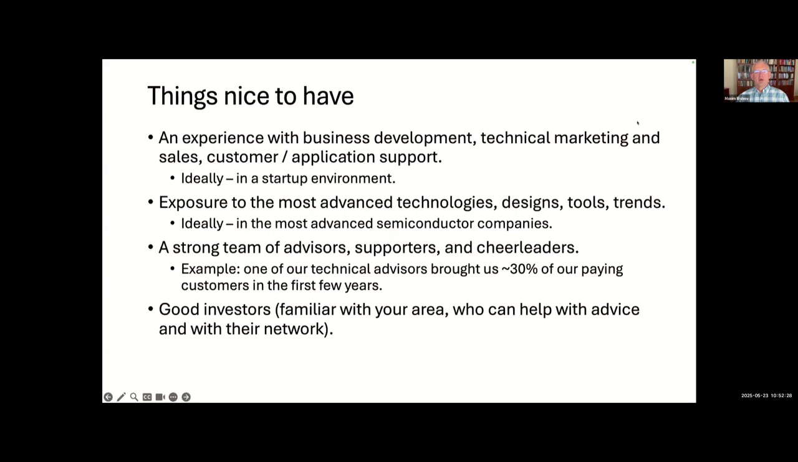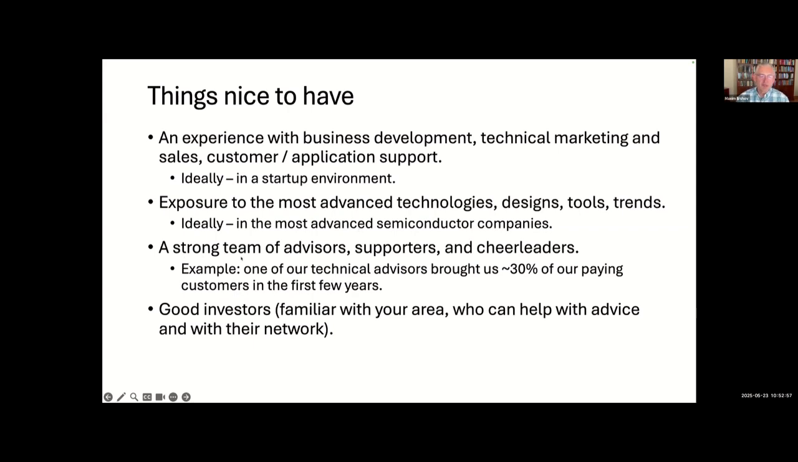Things nice to have: it's good to have some experience with business development, technical marketing, sales, customer application support. Ideally, you can get it if you have worked in a startup environment. On the other hand, to be at the forefront of the technology to solve this new type of problems, it's good to have exposure to advanced technology or designs or tools or trends. This can be achieved typically in big advanced companies.